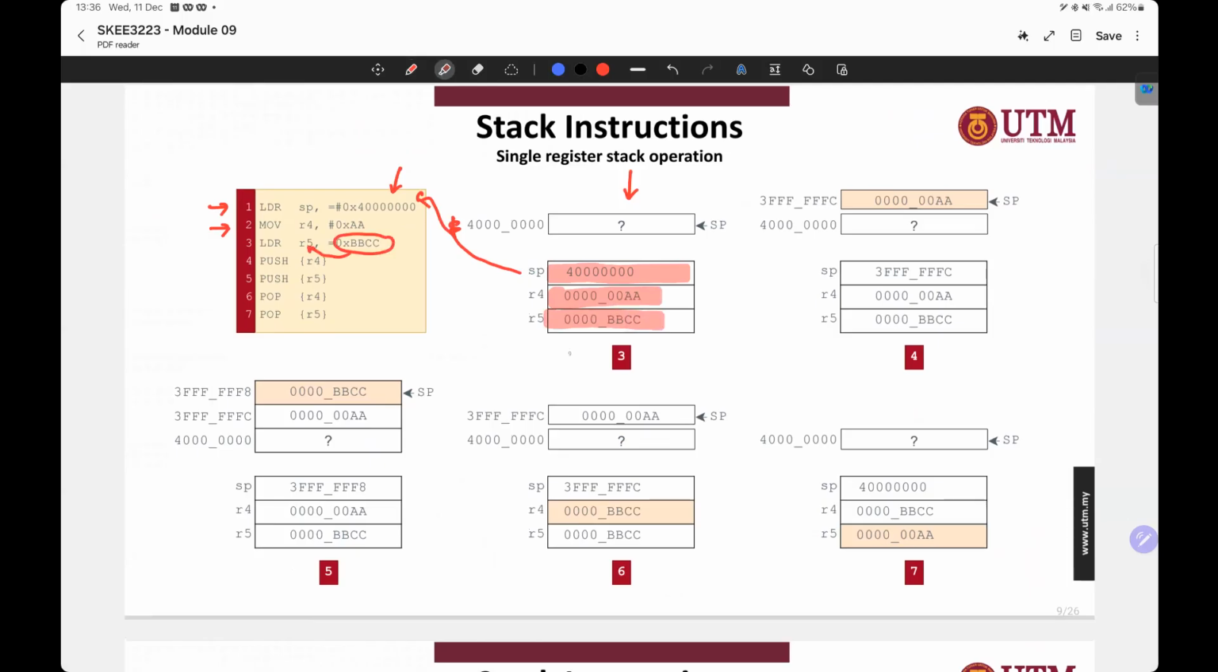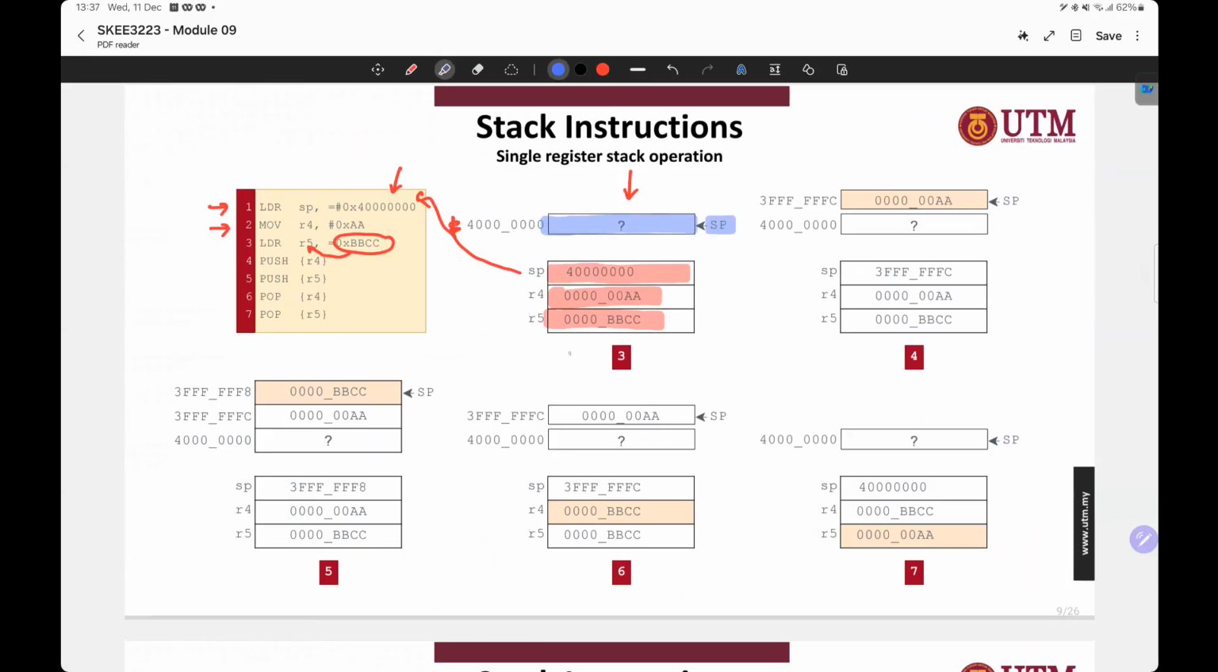0000BBCC. And see, this is where your stack pointer is. Your current stack pointer points to this address 40000. Now we're going to look at the fourth instruction.